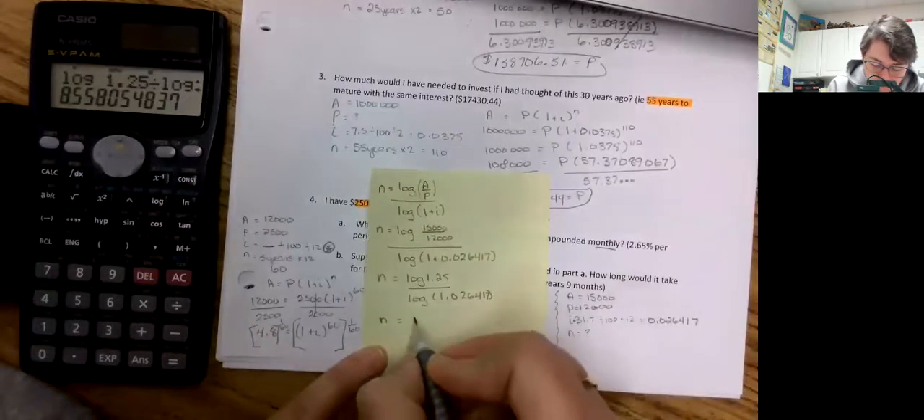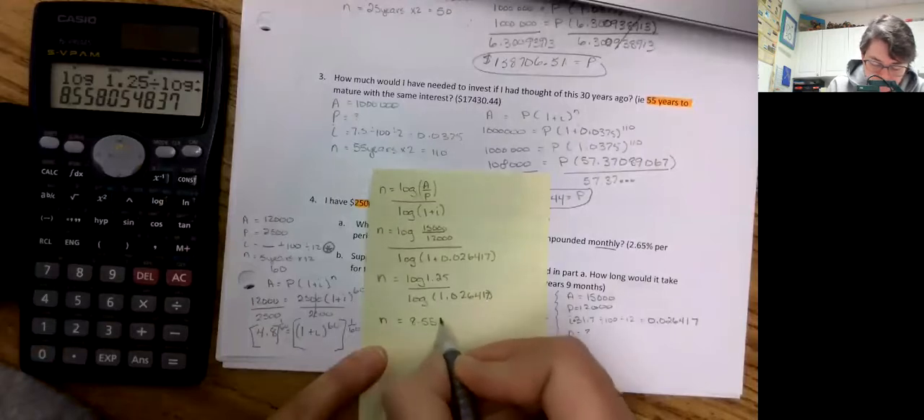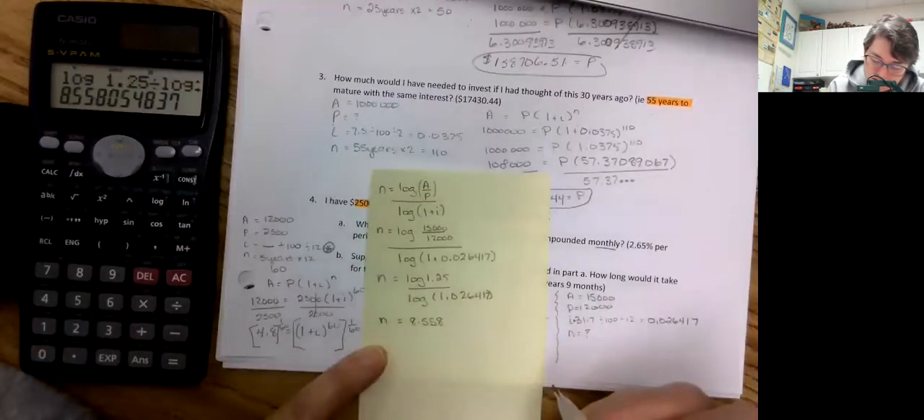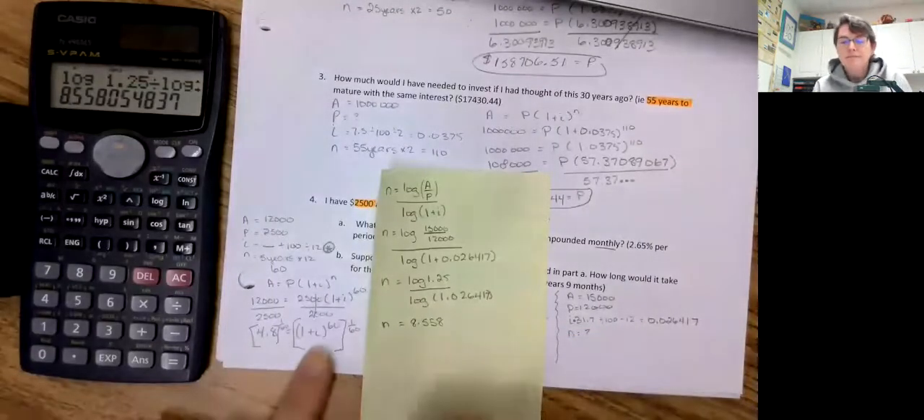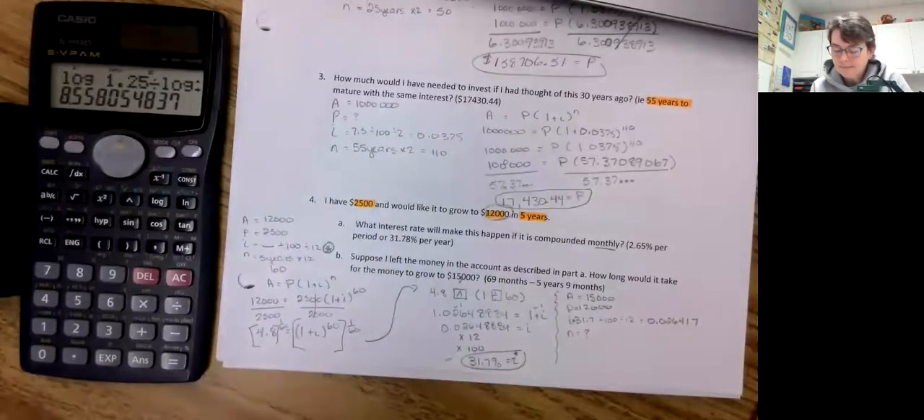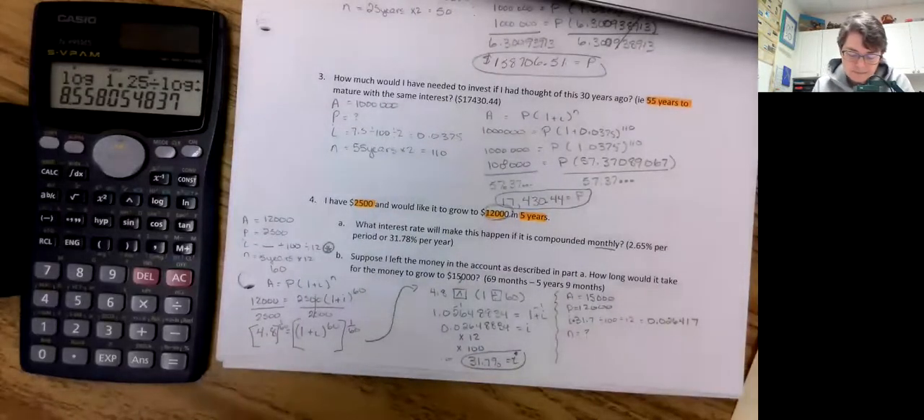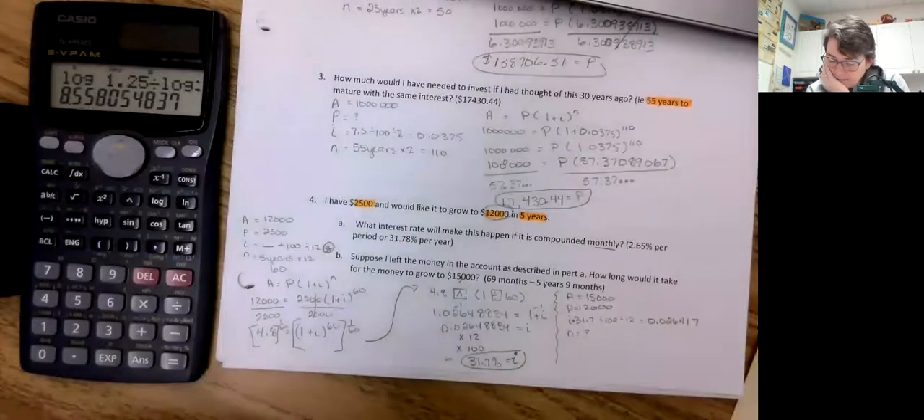Okay, 8.558. Now, something went very wrong there, my people. So I'm going to stop the video, and then I'm going to figure out the question, and then I'm going to have a part 2 of this video. Thanks. Sorry about that.